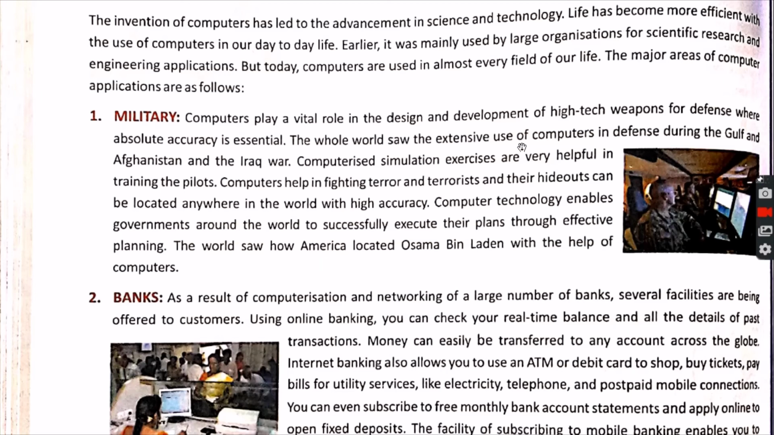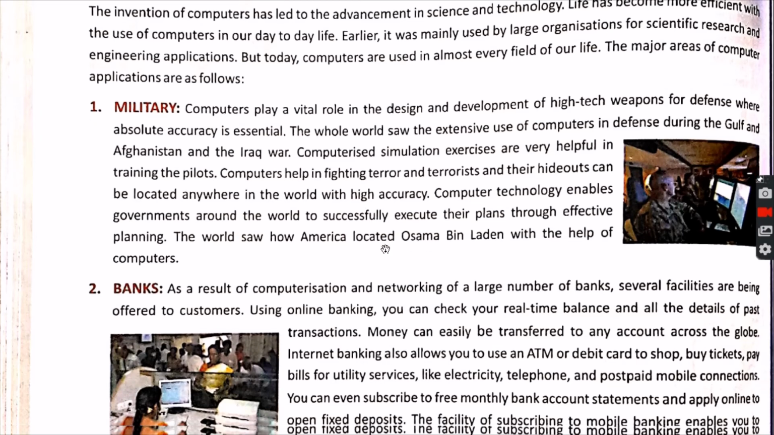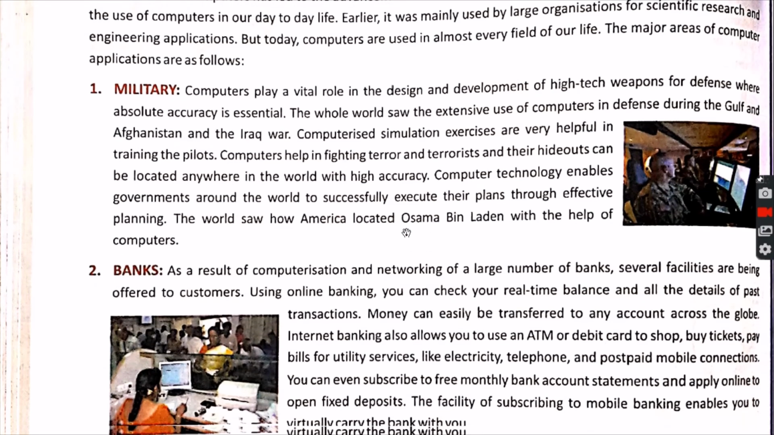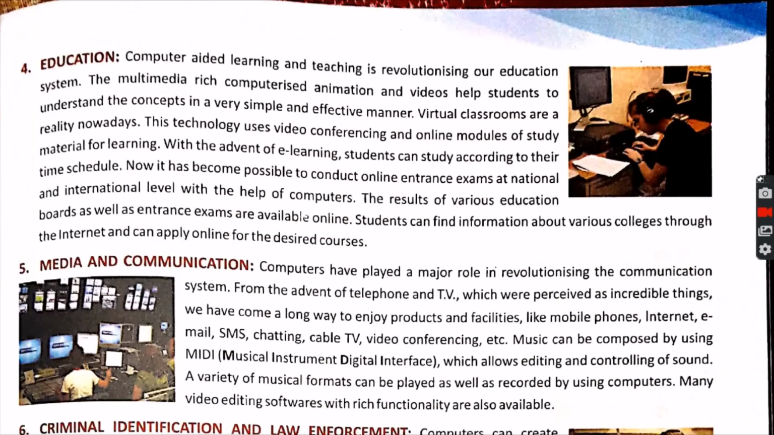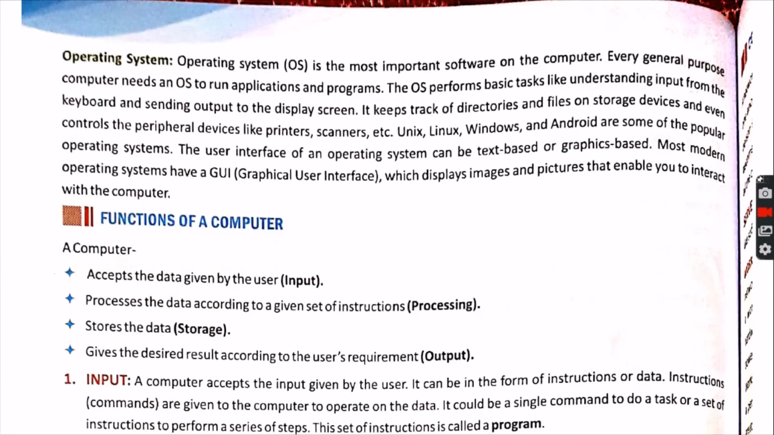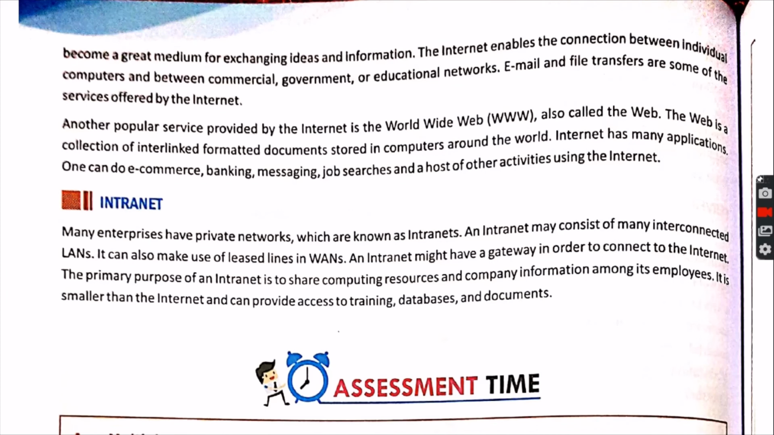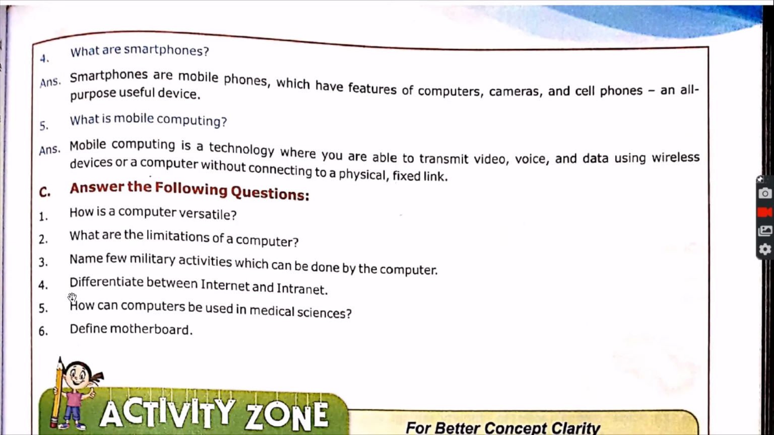One use of computers is to design and develop high-tech weapons. Another is to locate any type of criminal on the land or in space, wherever someone is. With the help of computers we are able to access it. So these are the two uses you can write. Now let's see the next question.